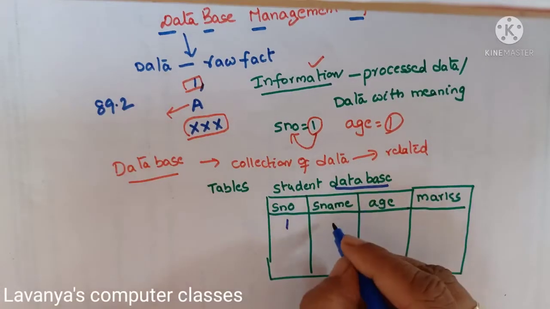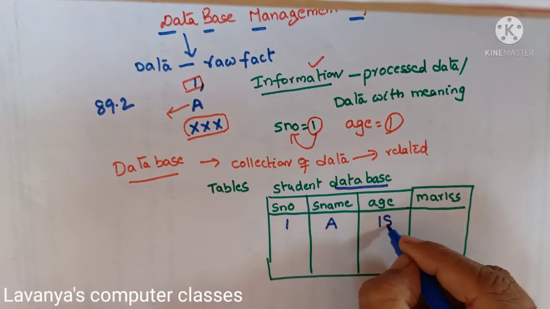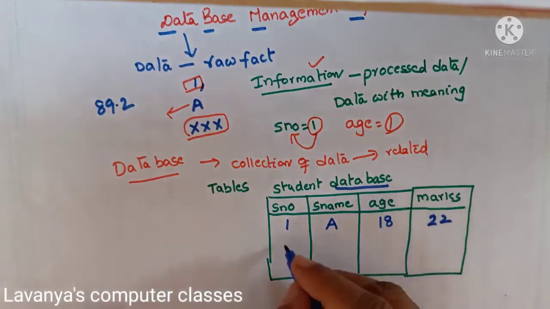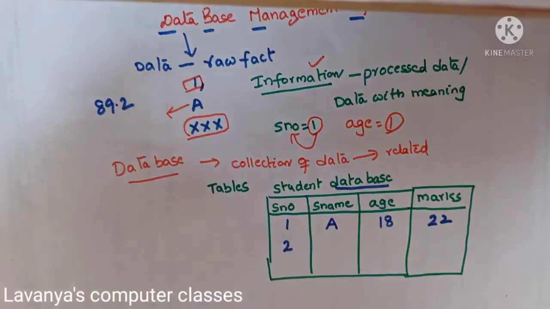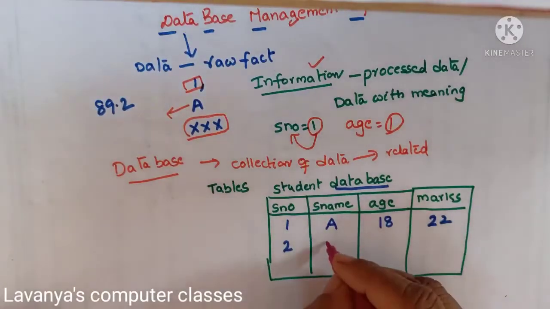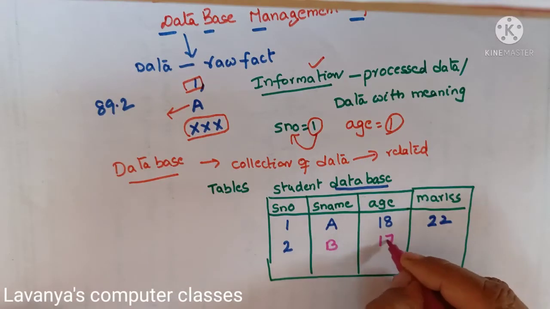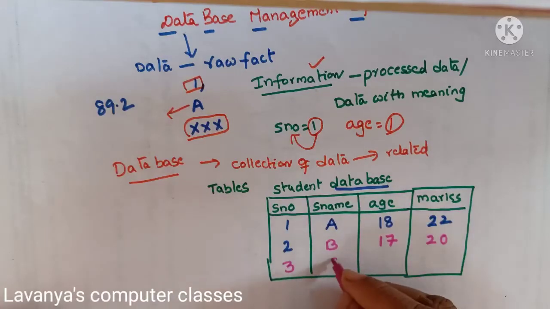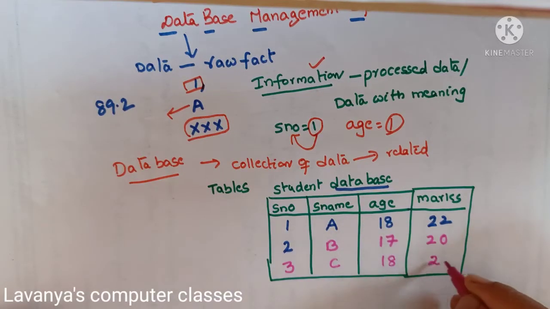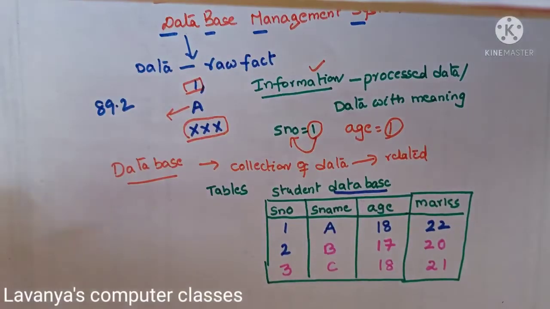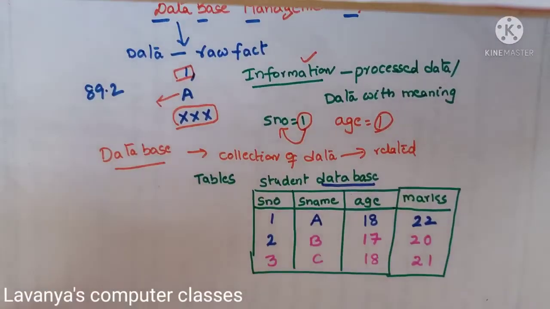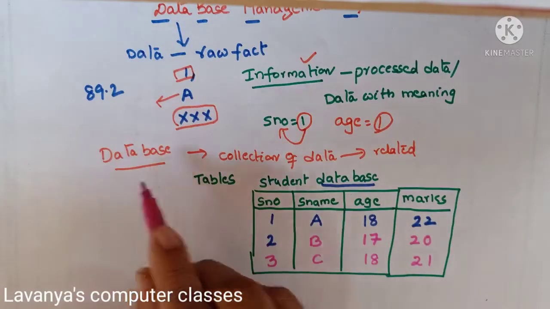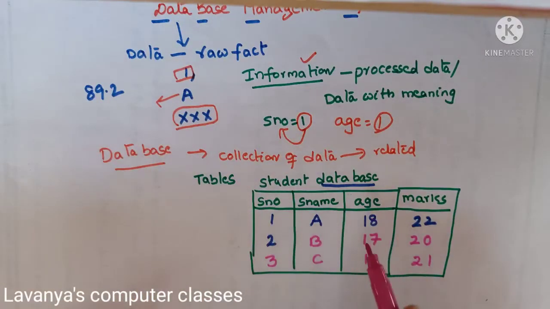Serial number 1, student name A, age 18, marks 22 out of 25. Next, second student number 2, name B, age 17, marks 20. The third student C, again 18, marks 21. So like this, if you are collecting information about students, a collection of data or information is called a database. So this is the example for a student database.